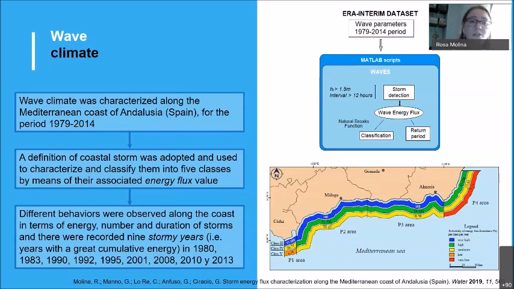We take a definition of coastal storm to characterize and classify the storms into 5 classes by means of their associated energy flux value. And different behaviors were observed along the coast in terms of energy, number, and duration of storms. And there were 9 storm years recorded, which are years with high cumulative energy.